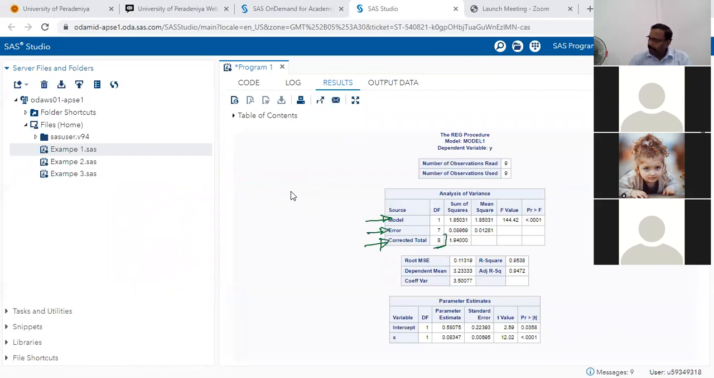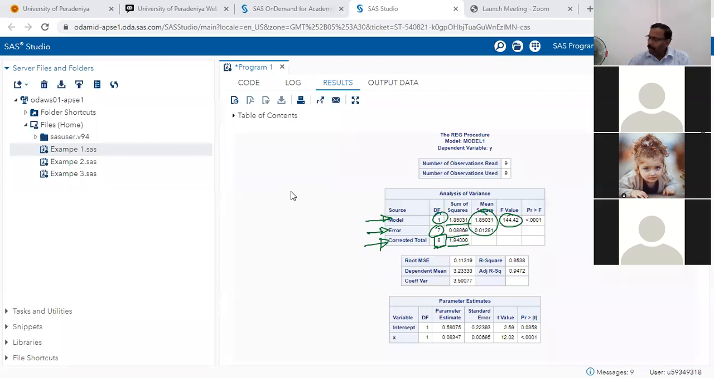So degrees of freedom, n-1 for the total. 1 is the degrees of freedom for regression. n-2 is the degrees of freedom for the error term. They are sums of square. I don't want to describe how calculated. Everybody knows how to calculate the sums of square manually. So here it has calculated. Now we have the mean square.